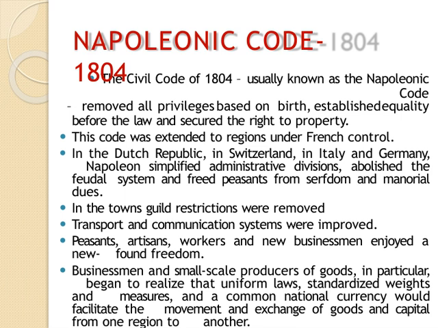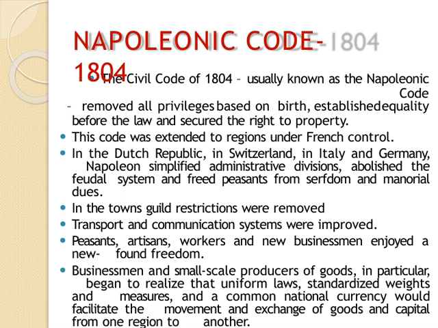This code wasn't just limited to France. It was extended to regions under French control, including parts of the Dutch Republic, Switzerland, Italy, and Germany. In these areas, Napoleon simplified administrative divisions, abolished the feudal system, and freed peasants from serfdom and manorial dues, which was a huge step forward for social equality.